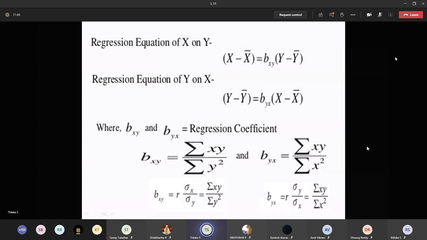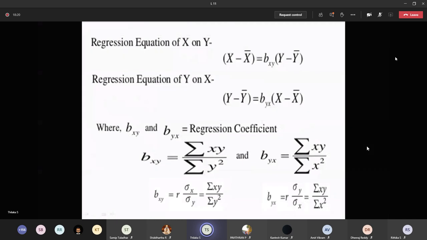Capital X and Y are the variables which were given, which are used to find out the relationship between the two. Those two variables are called the x variable and the y variable. Capital X and capital Y are the set of data which was given already, and x bar and y bar are the arithmetic means of those given variables. So x bar has to be calculated with the help of the x variable, and y bar for the y variable.